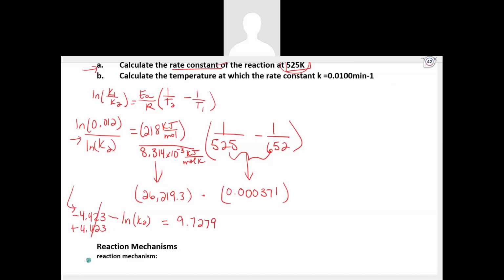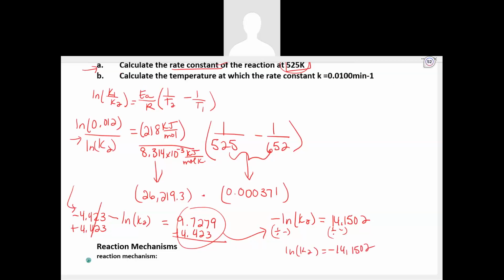So we can simplify again, combine like terms. So this will cancel out. We're going to add that 4.423 over here. So I'm going to bring that over here. Now we have negative natural log of K2 equals 14.1502. We combine these. I'm going to divide both sides by a negative to give me natural log of K2 equals negative 14.1502.